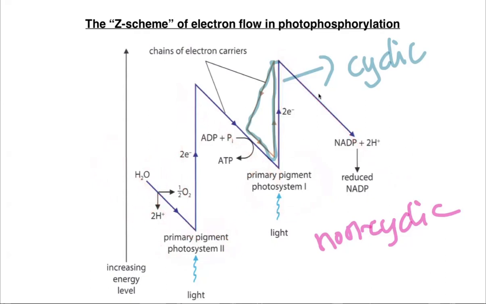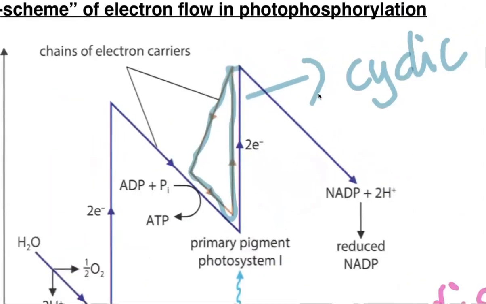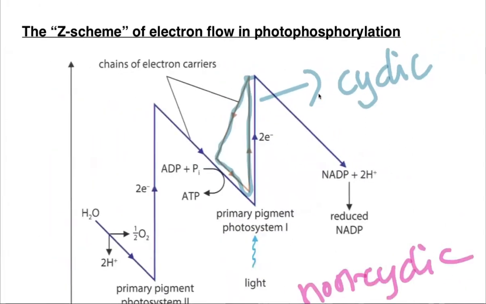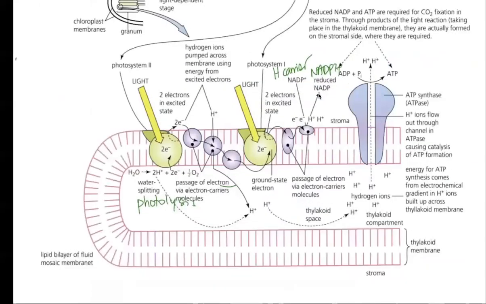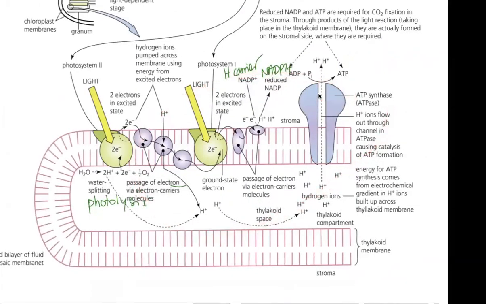For the cyclical part, photosystem 1 is excited and the electron is transferred. It will go to the electron transport chain, of course. Once it goes to the electron transport chain, energy will be released, ultimately for ATP production, and that electron is received by photosystem 1. So that's why it is cyclical. That's it. This is just a diagram summarizing the same thing. You can just study it on your own.